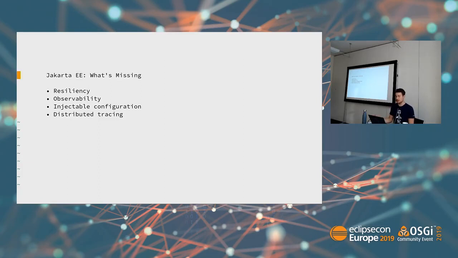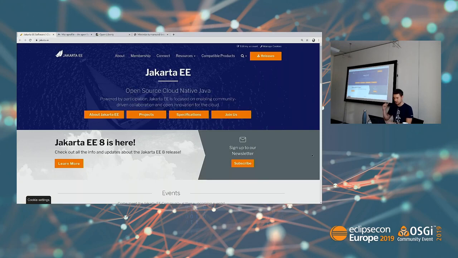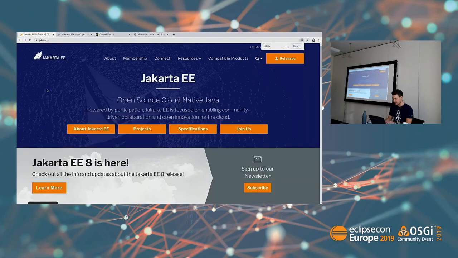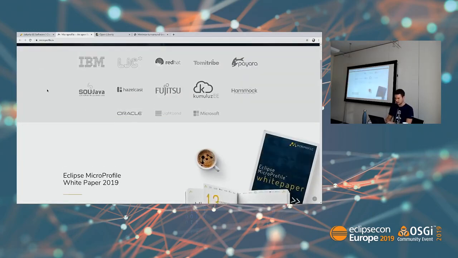Injectable configuration is another thing, and that is where MicroProfile comes into play. If we have a look at the website, that is jakarta.ee. I like the .ee top-level domain. That is now the new world of Java EE. And MicroProfile basically emerged from that situation where we didn't see much innovation in Java EE back in the past. So a few vendors came together to craft a new, smaller subset of standards that is able to innovate a little bit more. You can have a look at the website here, microprofile.io.